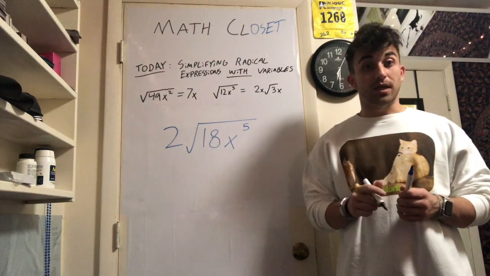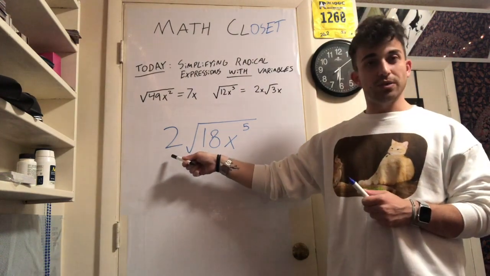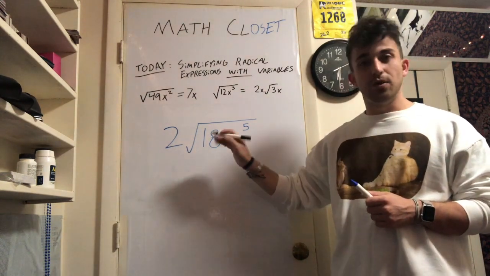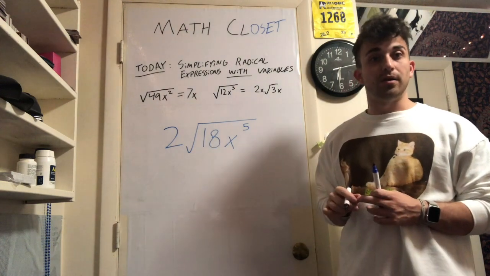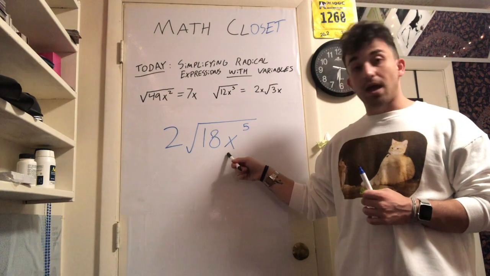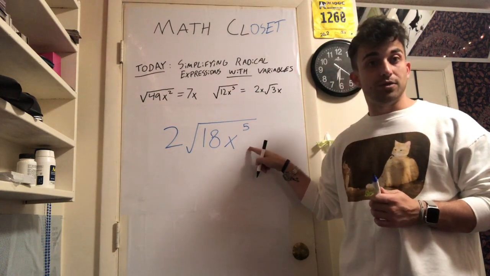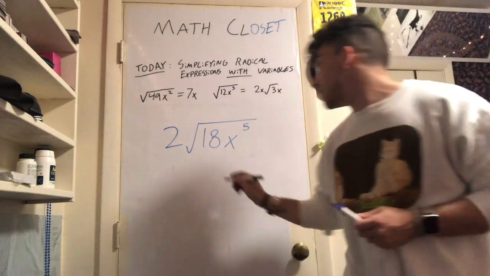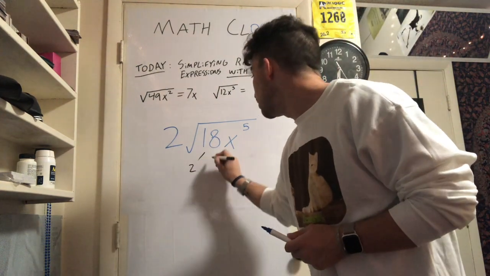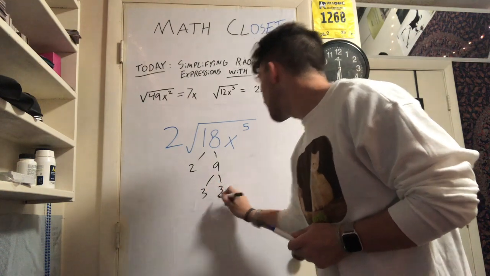All right, last example for you guys. This one, you'll see that there's already a 2 sitting outside of the radical sign. We're gonna ignore that for now and come back to it later. And inside the radical, we have 18x to the 5th power. We're gonna break down our radicand just like always. We're gonna see 18 is 2 times 9, and 9 is 3 times 3.